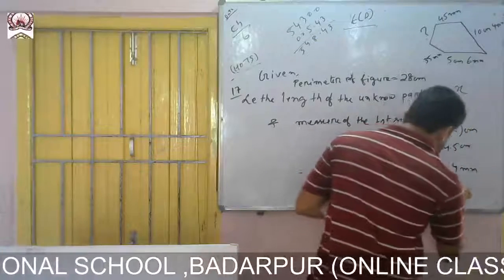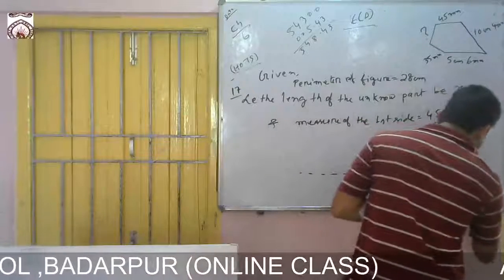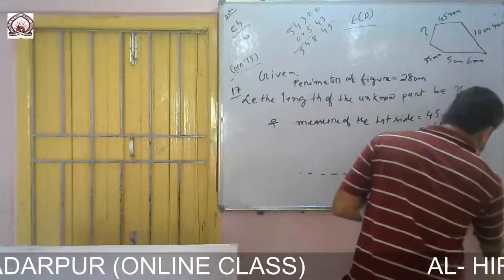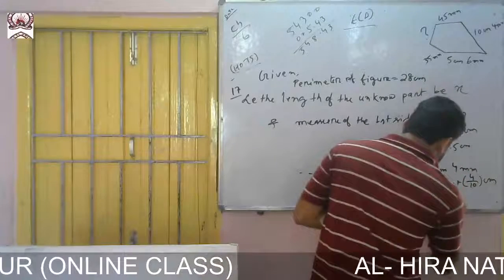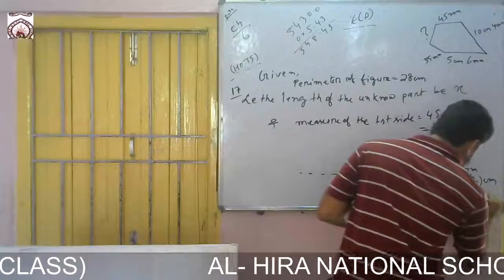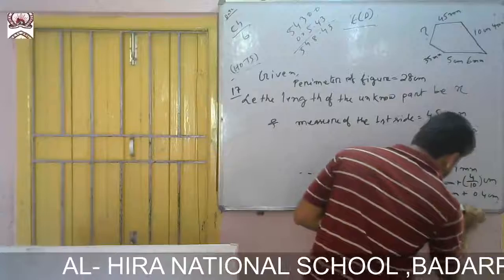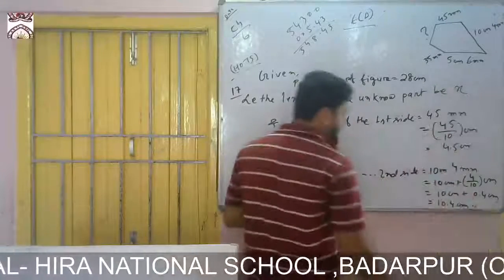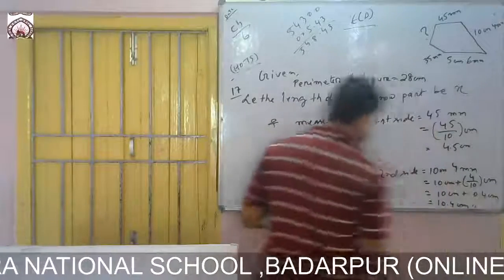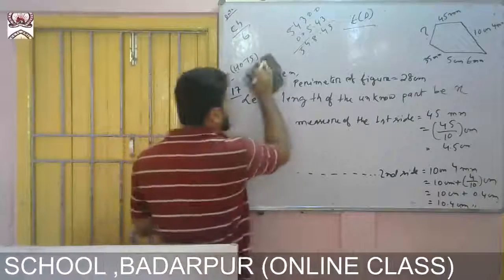So I can write 10 centimeter. It is in centimeter, no need to convert. So the 4 millimeter by 10 will be 10 centimeter plus 0.4 centimeter. It will be 10.4 centimeter. Okay. Now write.